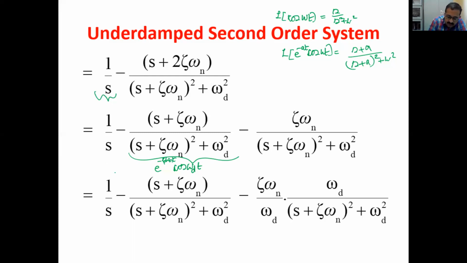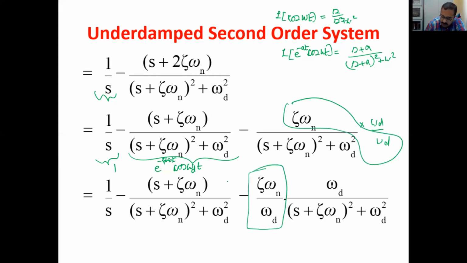And L inverse of this thing is 1. But this is still not yet in standard form. So to bring it into standard form, I will divide and multiply with omega d, omega d divided by omega d. There is no change because I am multiplying and dividing with the same quantity. Now, this I will take separately. That is what is shown here: minus zeta omega n by omega d into the remaining part, omega d divided by s plus zeta omega n whole square plus omega d square.